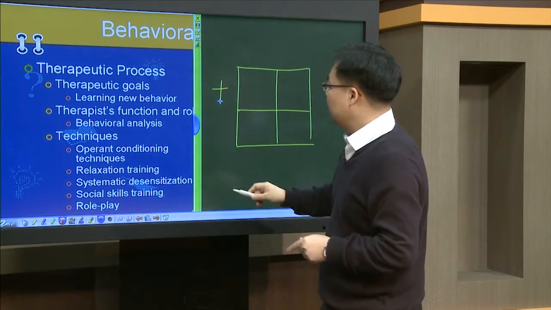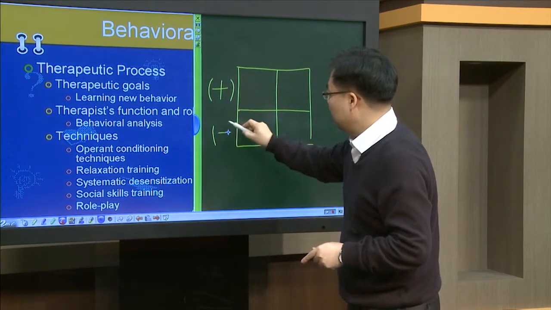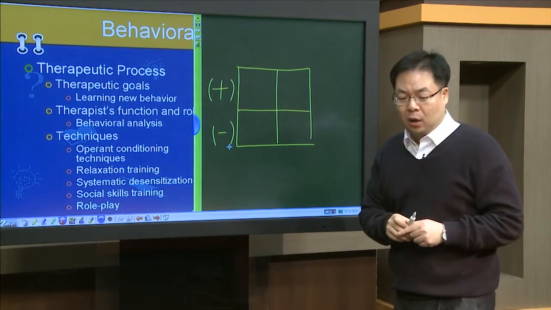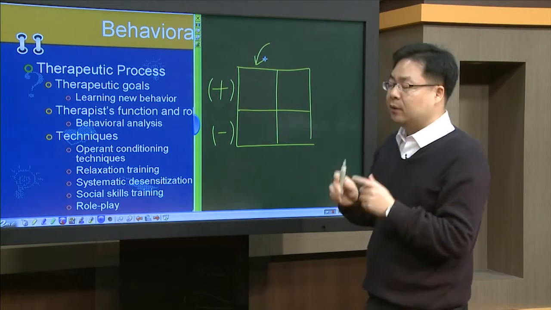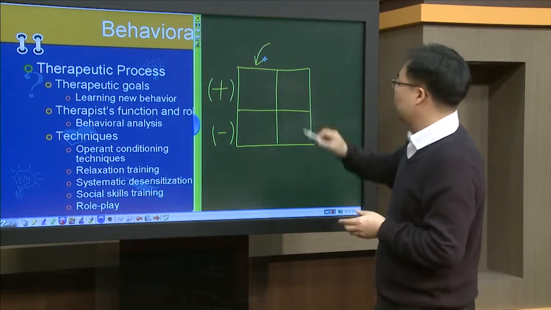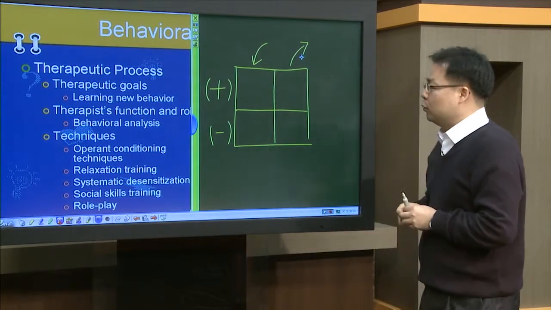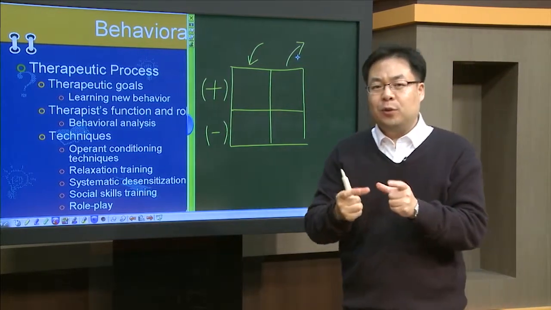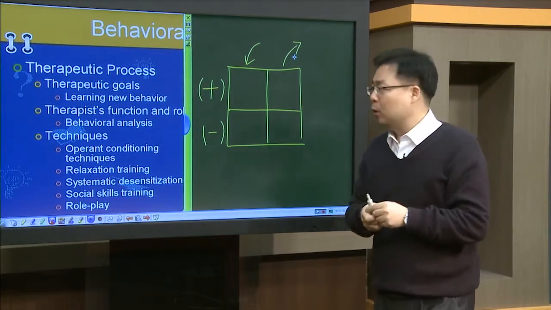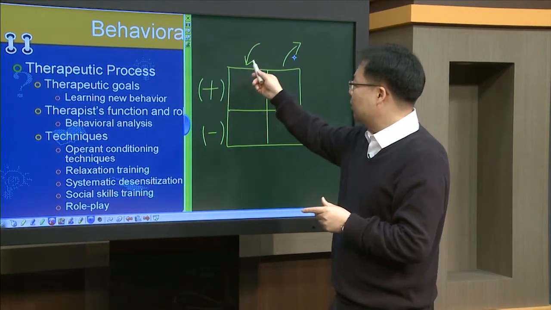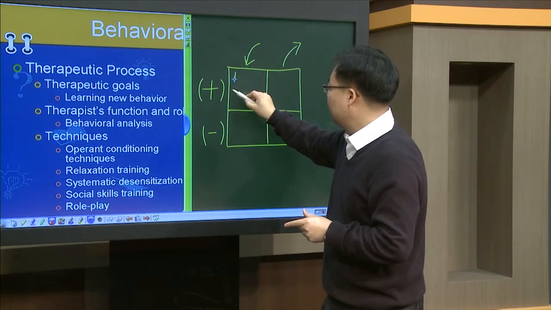This is positive consequences, and this is negative consequences. And we can give, or present, these consequences, and we can take out, or withhold them. So after a certain behavior, if we want to increase that behavior, we can provide positive consequences. That is positive reinforcement.